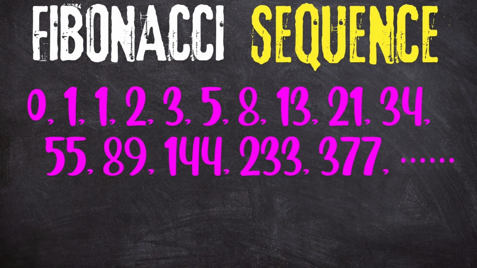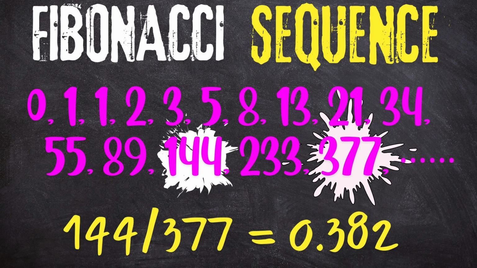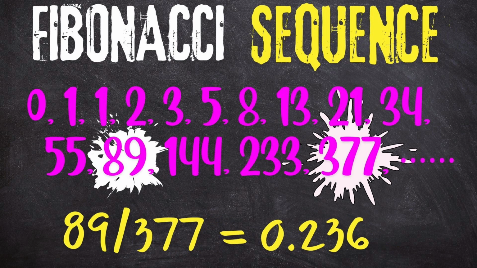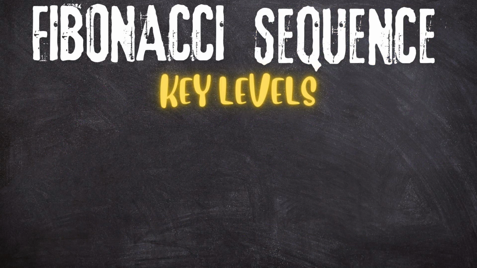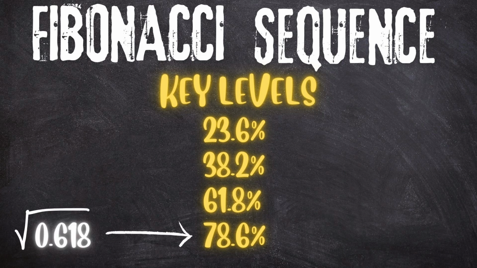If we apply the same approach on alternating numbers, skipping one number in the sequence, for instance 144 and 377, their ratio will continuously result in 0.382. Repeating this by skipping two numbers, their ratio is consistently 0.236. In trading, Fibonacci retracement levels are derived from these relationships and aid in identifying potential price reversal zones. The last one is calculated from the square root of our golden ratio.